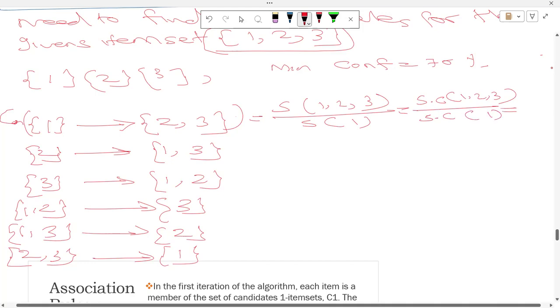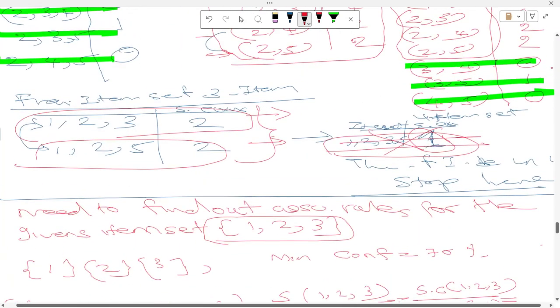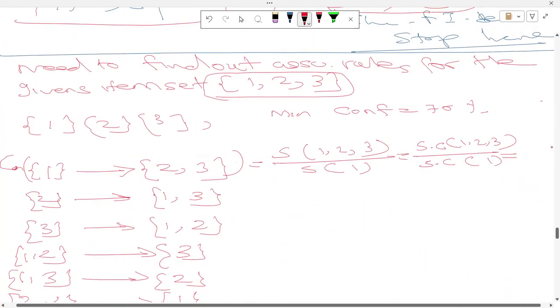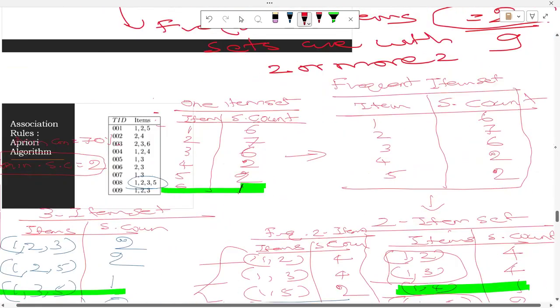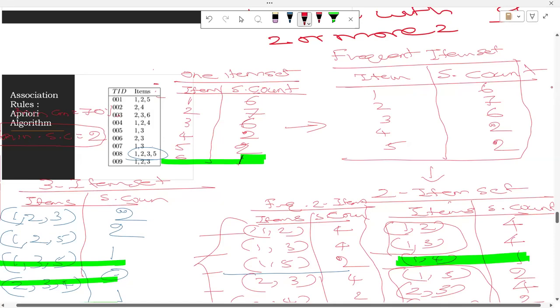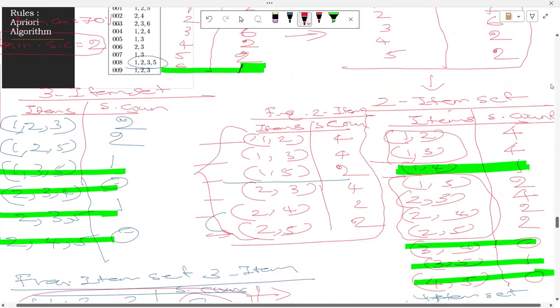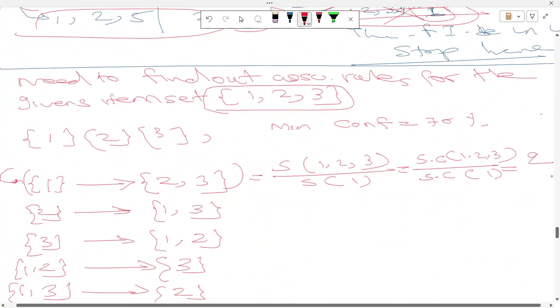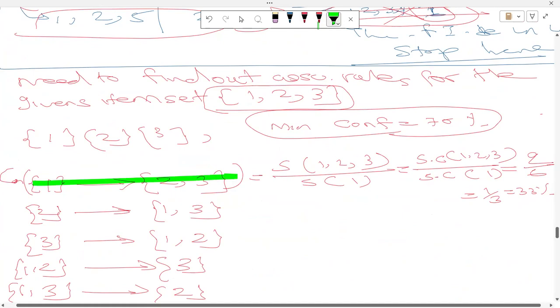Tell me, what is the support count of 1, 2, 3? We already calculated it as 2. Then divided by the support count of 1, which is this value: 6. So 2 divided by 6 is 1 over 3, which is 33%. So 33% is below the minimum confidence level. So this is not an acceptable association rule; we can cut it down.